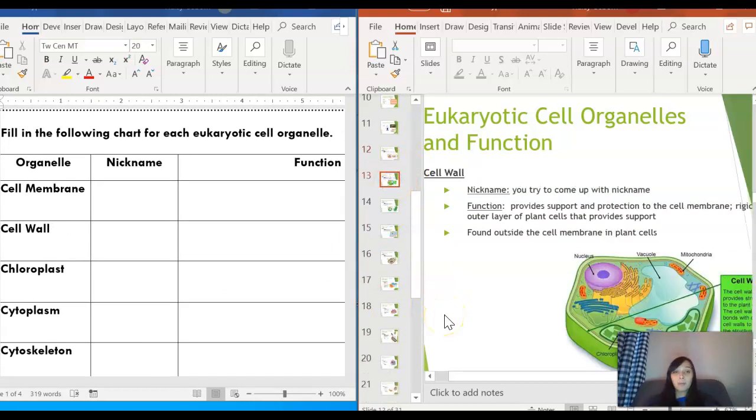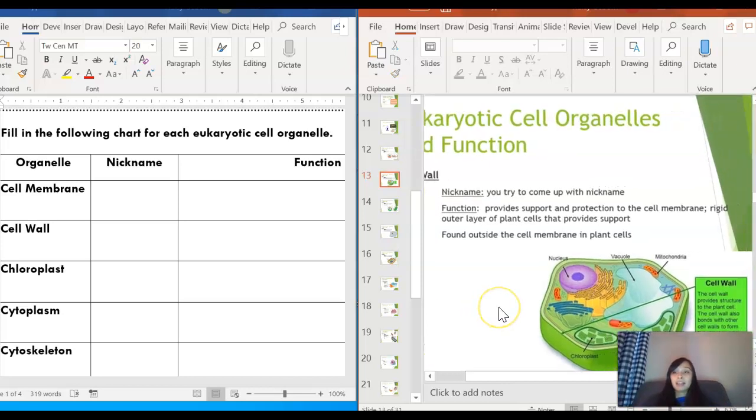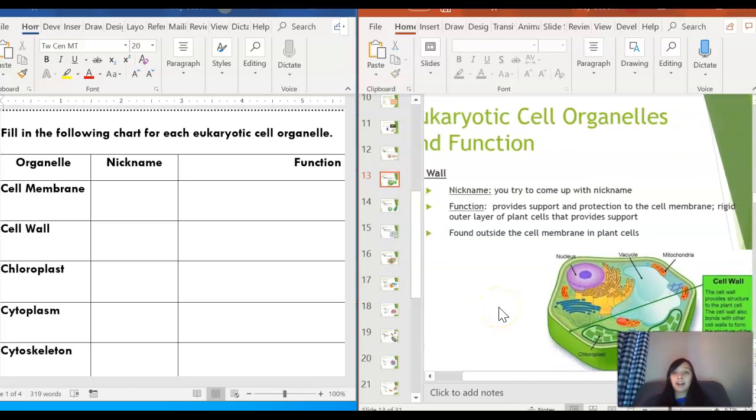Then we have the cell wall. Try and come up with a nickname, so let's see what you come up with. Its function is to provide support and protection to the cell membrane. It is the rigid outer layer of plant cells that provides support and is found outside the cell membrane in plant cells. So it's not in animal cells.